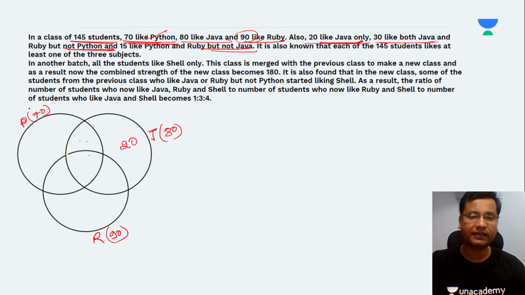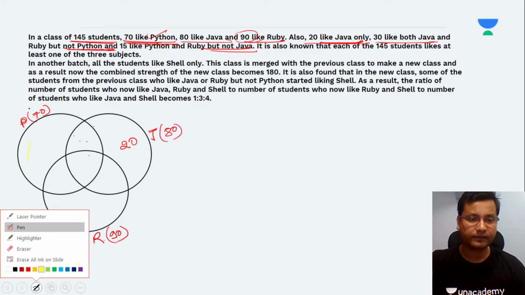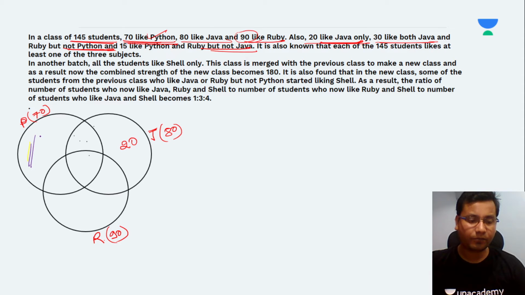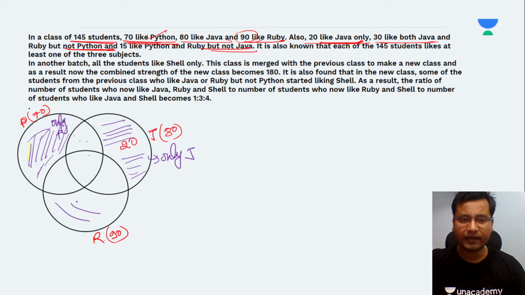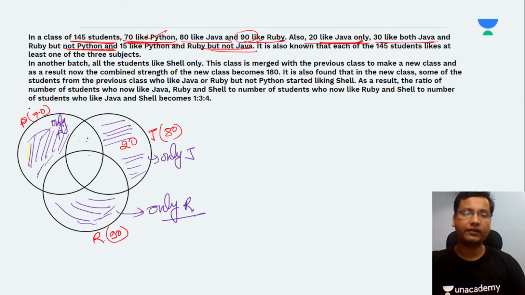So what are these three areas? Just a second, guys. I'll explain this. This portion where there is no overlap is only Python. Again, this portion is only Java because there is no overlap. This is only Java. And this again has no overlap, so this will be only Ruby, right?